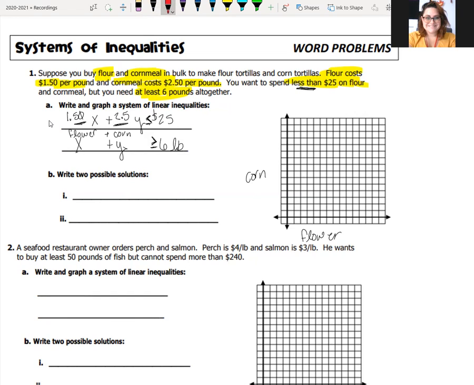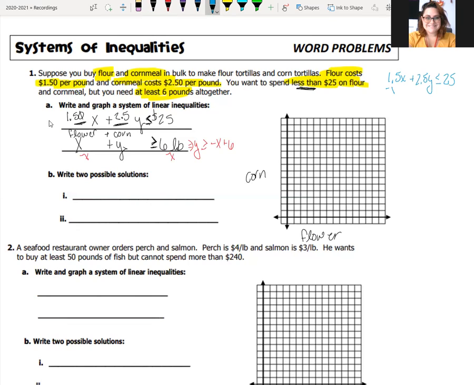Let's start with the bottom one. It's going to be simpler. We want to solve for y, meaning subtract x on both sides. And we would get y is greater than or equal to negative x plus 6. I'm going to solve this one over here. So I have 1.5x plus 2.5y is less than or equal to 25.